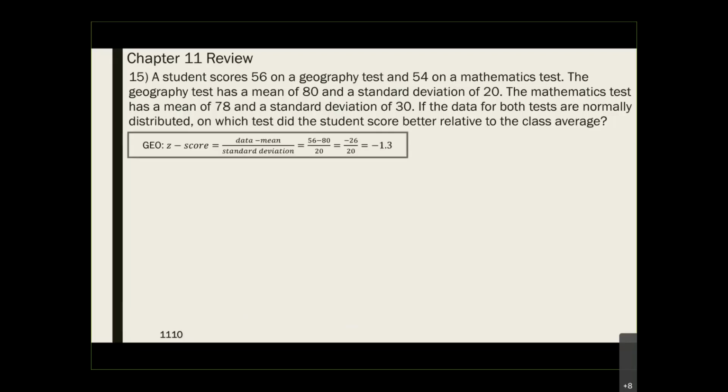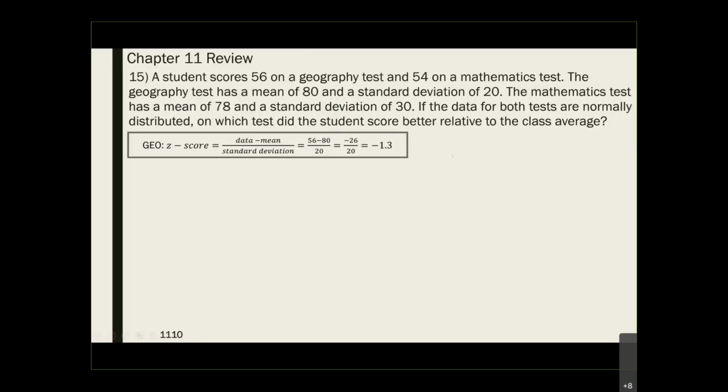As you can see, the data minus the mean, 56 minus 80, gives me negative 24, divided by 20 gives me negative 1.3. Here the z is negative, and the average is 80 while this student scored 56, which is way below the average, 24 points below. That's why we have negative 1.3 as a z-score.